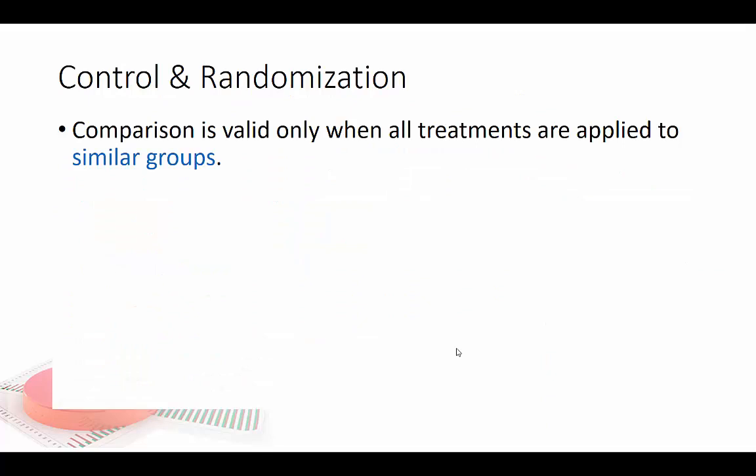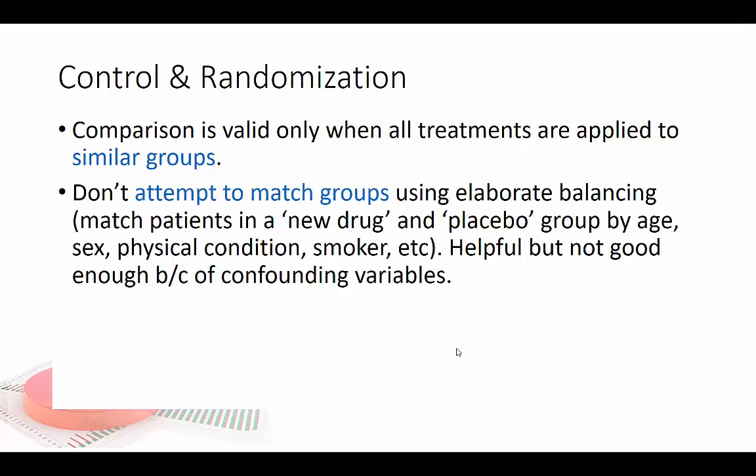So with control and randomization, we can only compare the groups when all treatments are applied to similar groups. Don't try to match groups. It might be tempting to say, well, okay, I've got this guy over here and he's in his 30s and he's in good condition, and he's not a smoker. So I'll give him the new drug, but I better get another guy that matches him. It's helpful, but it's not good enough because of the confounding variables. There could be some other factor you just did not see.